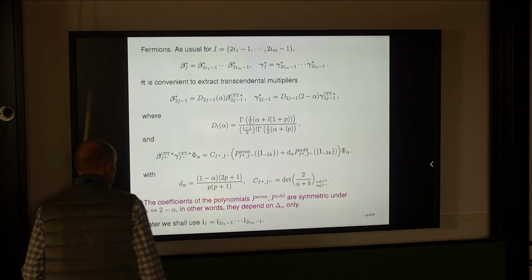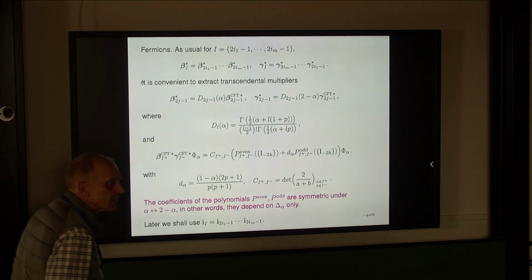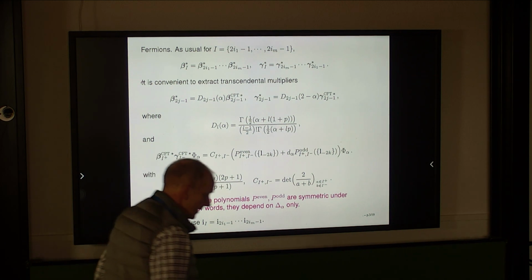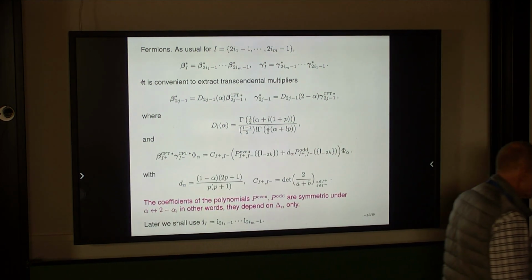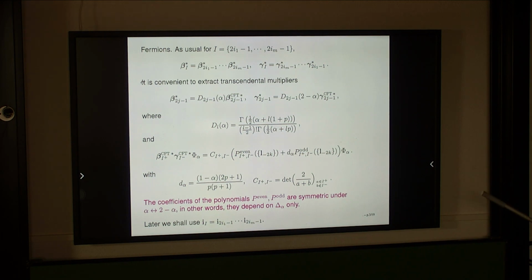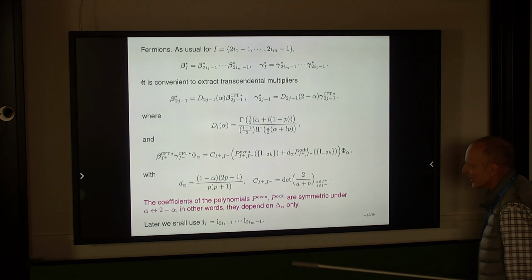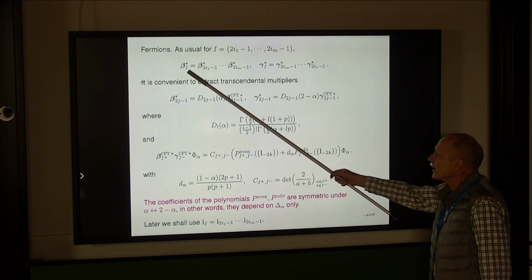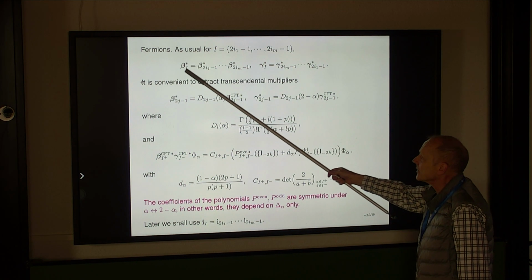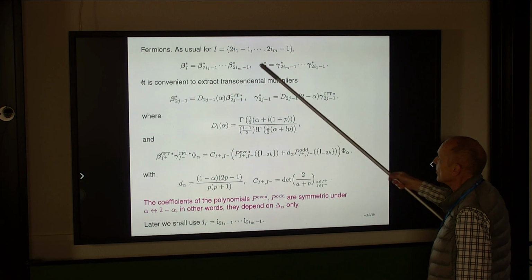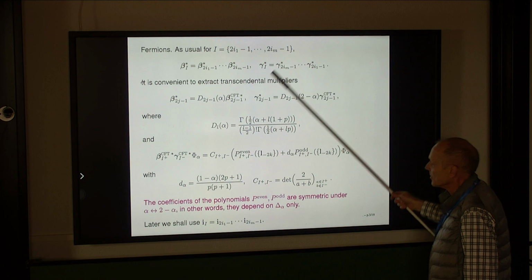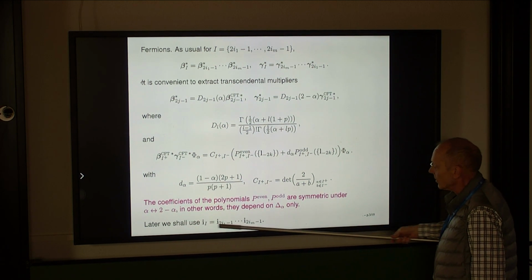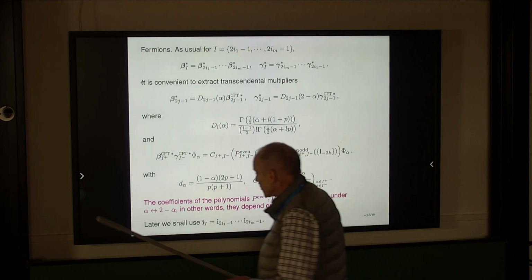Fyodor, in general, you don't know P even, P odd, right? Do you know P even and P odd in general? Yes, no, I don't know, in general, no. But I will explain the procedure of how to get them. I did not say that when I write this multi-index here, it's a product of fermions, and this is also a product of fermions, and later we will also use these products of local integrals of motion.